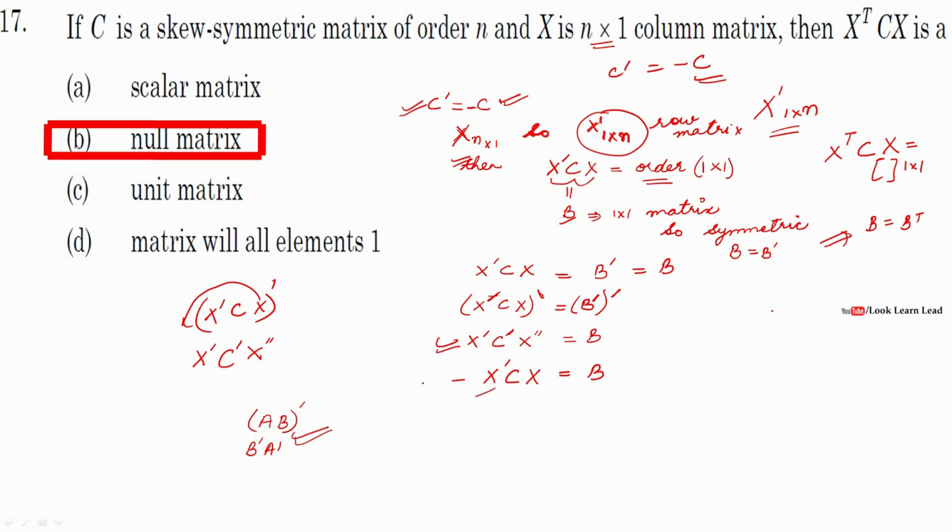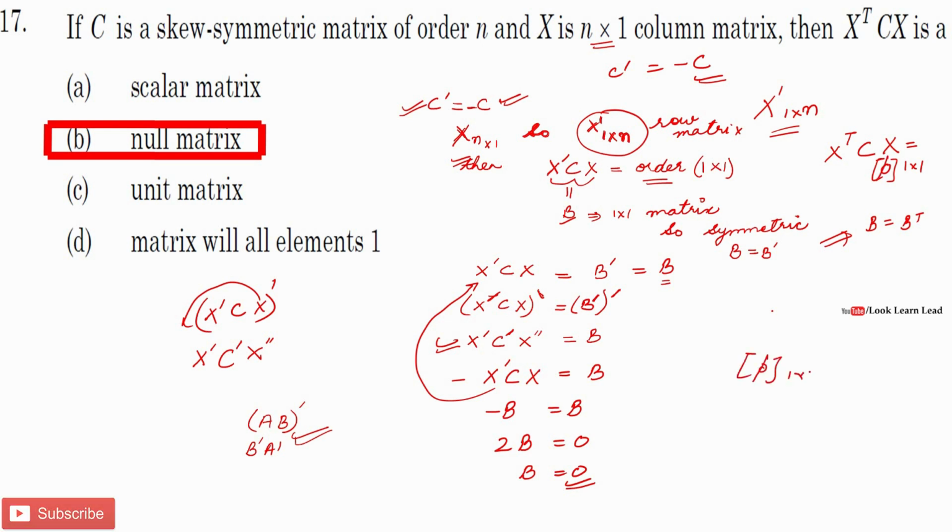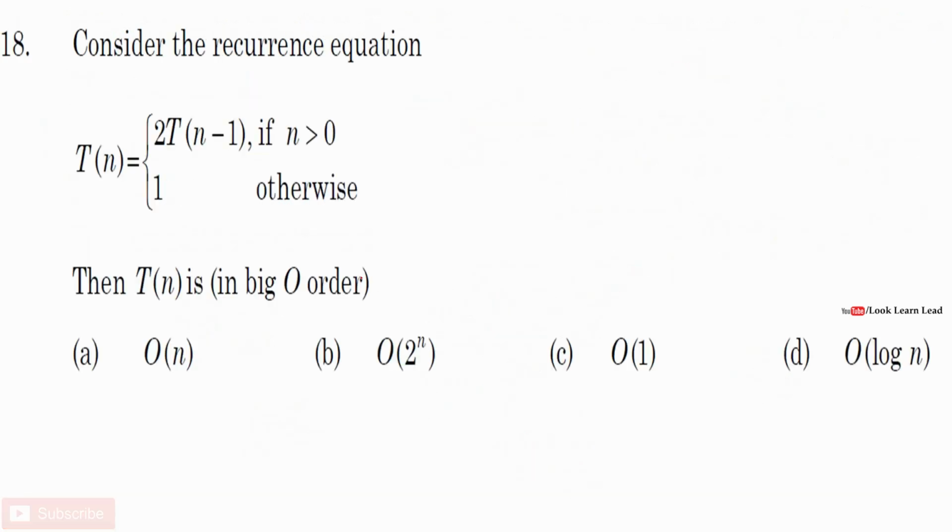And this is equal to B. So minus B is equal to B, so 2B is equal to 0. So B is equal to 0. It would be a null matrix of 1 cross 1. Actually this is a theorem. Many of us remember this, but this is how it is derived. Next. Consider the recurrence relation, if n is greater than 0.